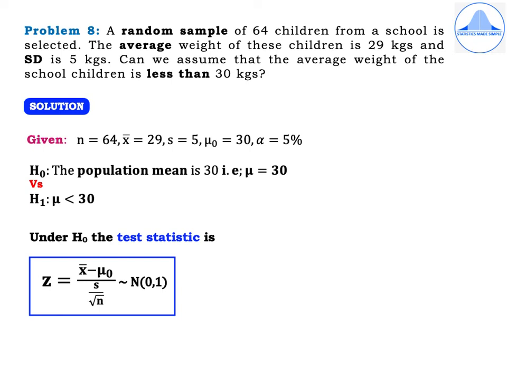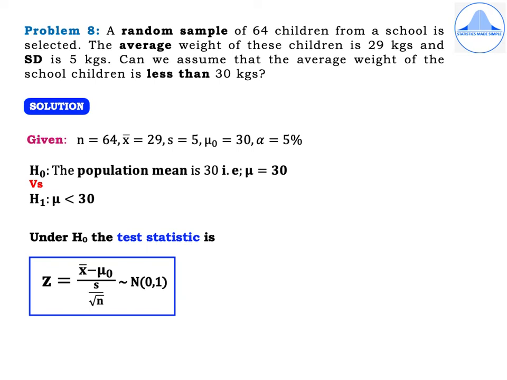Let us identify the 4 values. So n is equal to 64. Under solution, you can write given n is equal to 64, the average weight of these children. These children means the children who are there in the sample. So it means that x bar is equal to 29 and s is equal to 5. Now the only value which we need is mu naught.